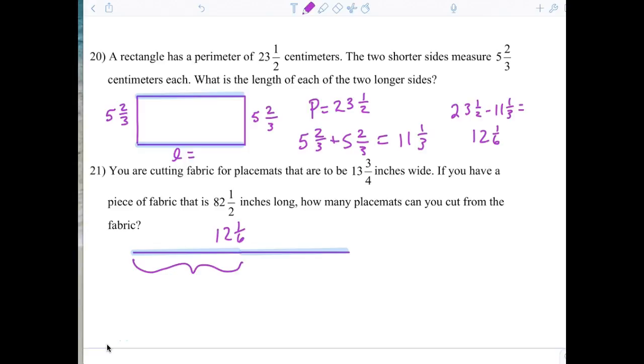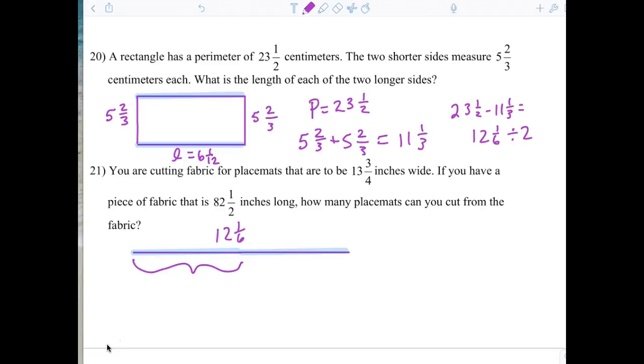Yay, good, exactly. Does that make sense, right? Because you subtracted out the 5 2/3, correct? And the other two sides are exactly the same. So you would have to take 12 1/6 and say it one more time. What would I do with the 12 1/6? Yes, divide it by 2. Beautiful. That's exactly correct. And the answer is? So this right here is 6 1/12.